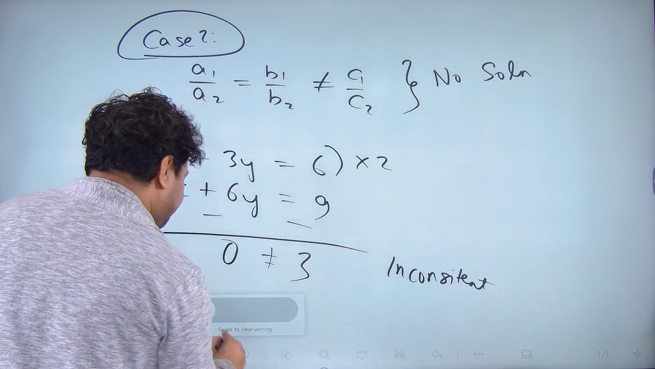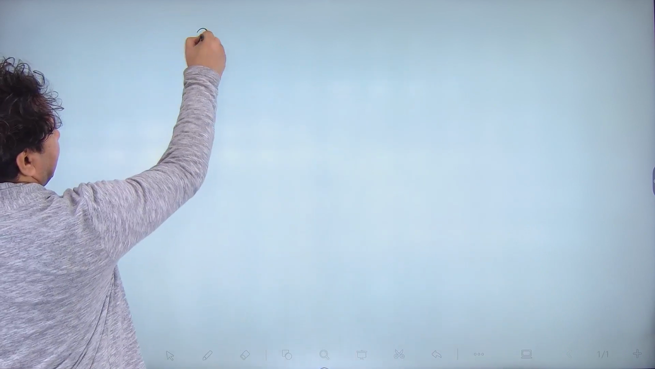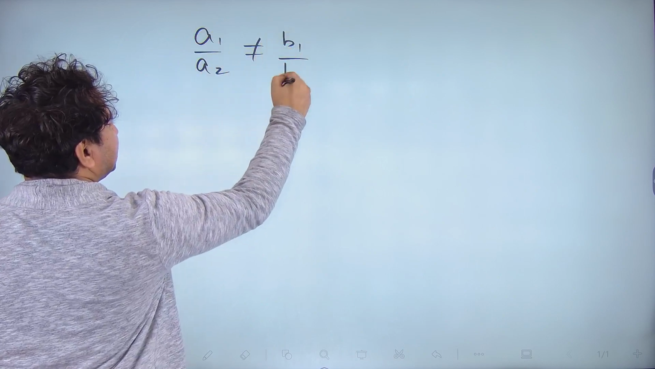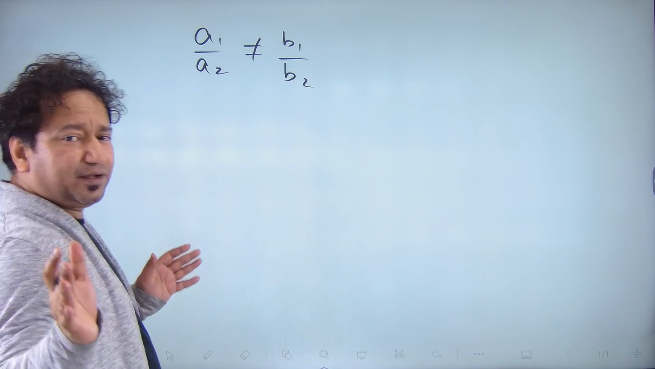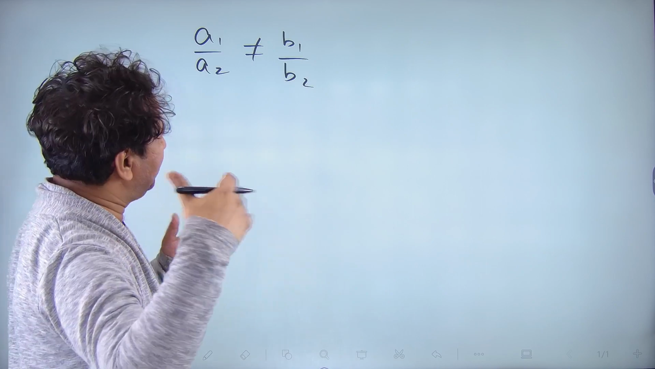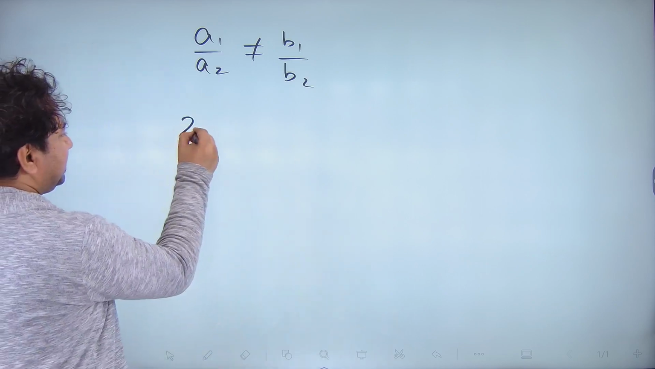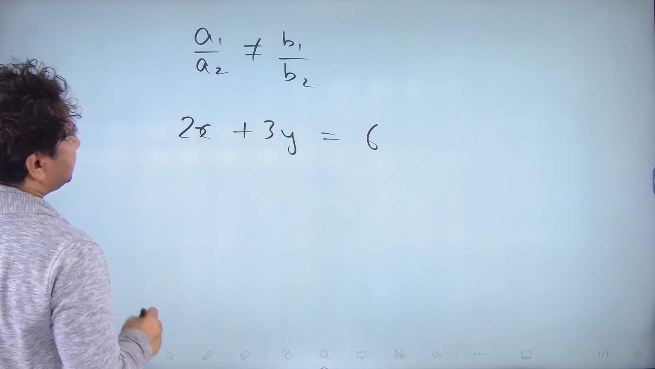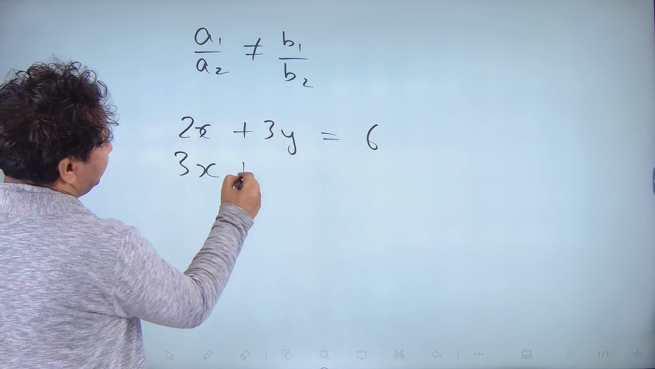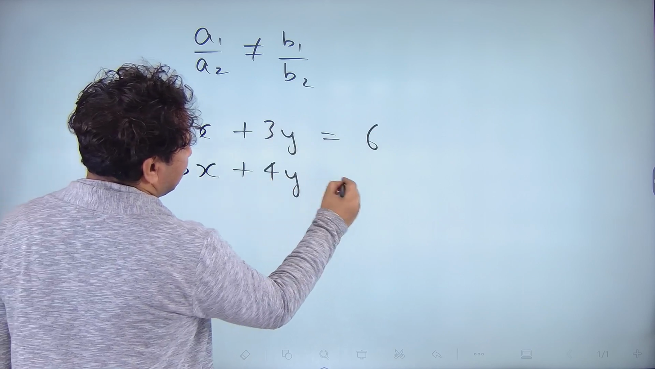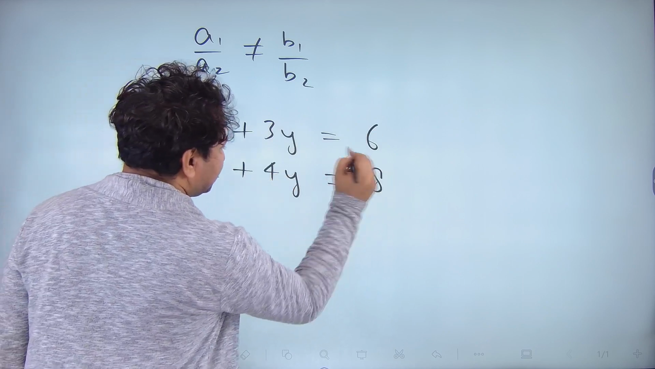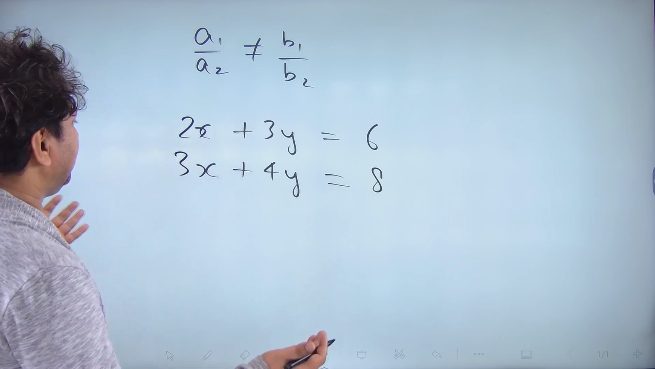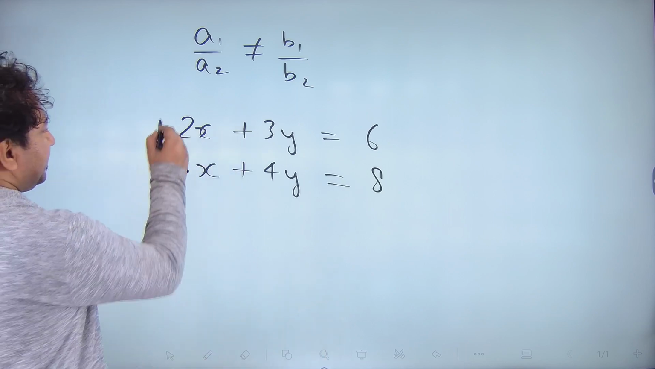In that, A1 upon A2 is not equal to B1 upon B2, and this case is independent of the constant term, that is independent of C1 and C2. For example, 2x plus 3y is equal to 6 and 3x plus 4y is equal to, let's say, 8. So as you can see, 2 by 3 is not equal to 3 by 4. This can be solved.